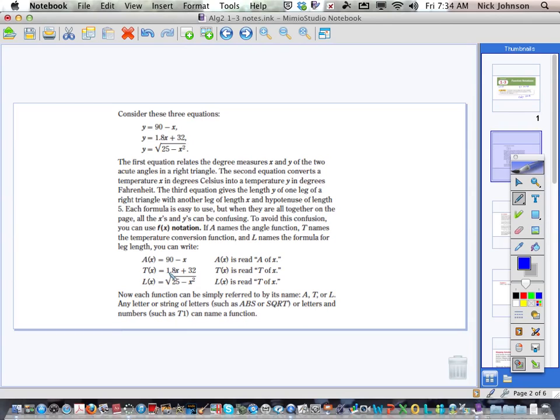t of x equals 1.8x plus 32, which is now the temperature function. And L of x equals the square root of 25 minus x squared, which is the length of the side that you are looking for. Now each function can simply be referred to by its name, a, t, or L. So this is just a way that you can separate out functions and know what they are and keep them separated from each other.